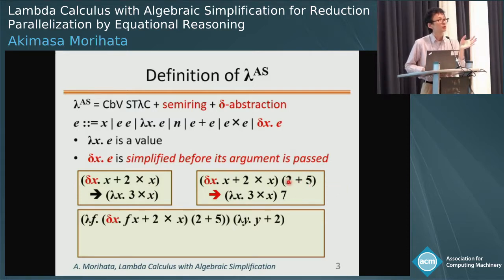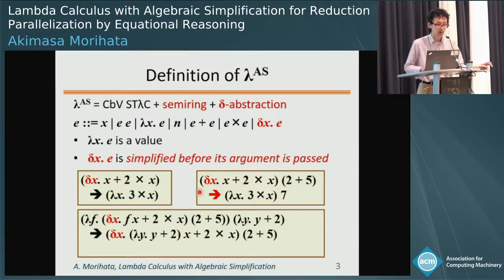Unless delta abstraction is concerned, the evaluation is very usual. For example, in this kind of expression, the function and arguments are values, so we just apply the usual beta reduction to replace f by the argument, and then we encounter delta abstraction and an argument, so we do parallel evaluation. The function part is simplified by somewhat complicated computation and we obtain this kind of formula.